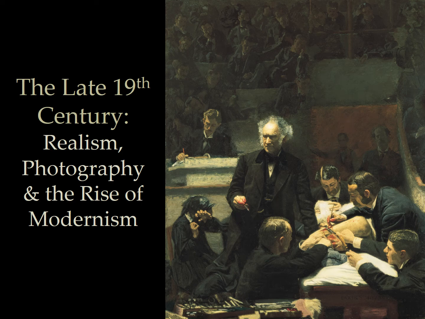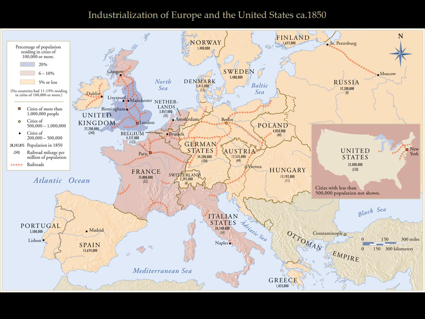This lecture covers the late 19th century and the first major modern art movement, Realism, along with photography and the rise of modernism. Now, the late 19th century will witness the full effects of the Industrial Revolution, whereby, just to show you a map here of the industrialization of Europe, we now have cities of over 1 million people in London and Paris, and of course populations exploding elsewhere.